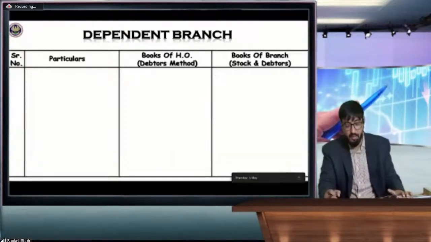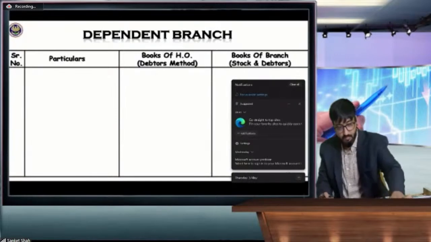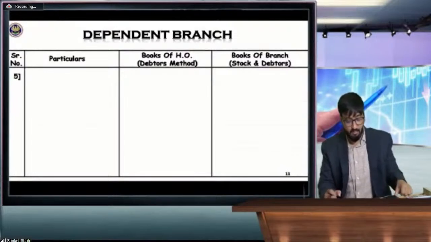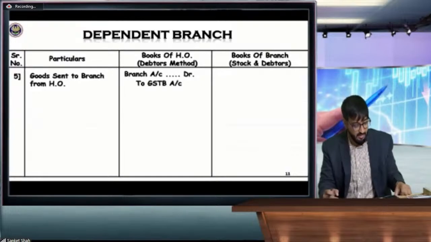Then fifth entry. After this, yes, Pratham is going to answer. We will ask Pratham ji all the entries randomly, any entry. Goods sent to branch, and if Pratham can answer, anyone can answer. Branch account debit to GSTB. GSTB to HO.